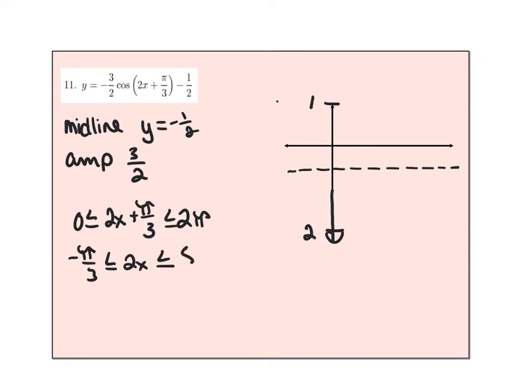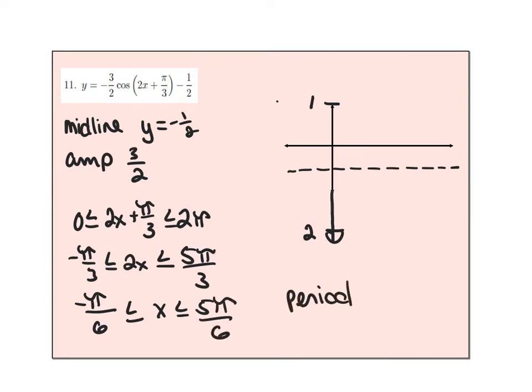That would be 6 pi over 3, so 5 pi over 3. And then I'm going to divide by 2 or multiply by 1/2. So I'm going to start at negative pi over 6, and I'm going to end up at 5 pi over 6. Okay, now we need our period.